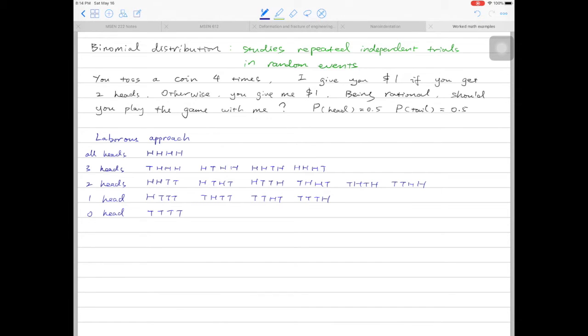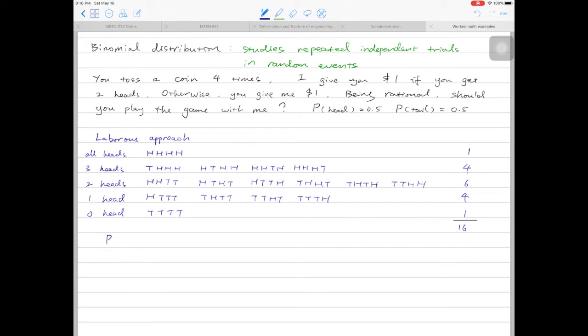Let's look at the outcomes. To have all heads, we only have 1 outcome. To have 3 heads, we have 4. 2 heads, we have 6. Then 1 head, that's 4. And 0 heads is 1. So in total, we have 16 possible outcomes.